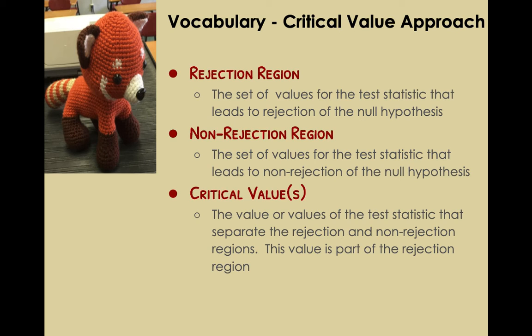So we need to set up, when we're doing this, a rejection region. If the test statistic runs up in the rejection region, we reject the null hypothesis. Non-rejection, if it's in this region, we don't reject the null hypothesis. The critical value or values are going to be those boundaries where we separate rejection from non-rejection.